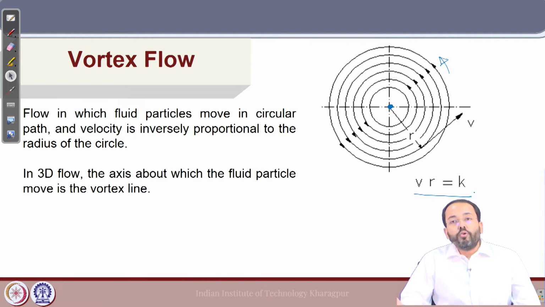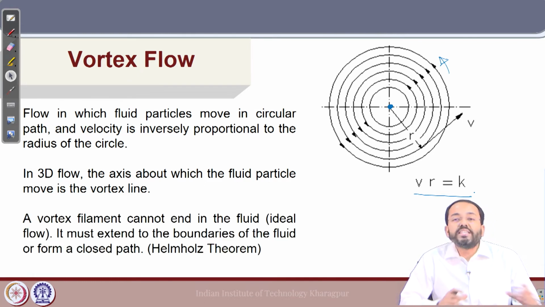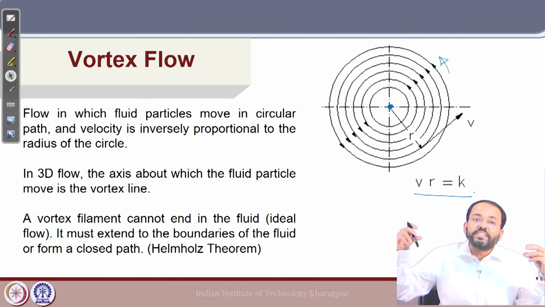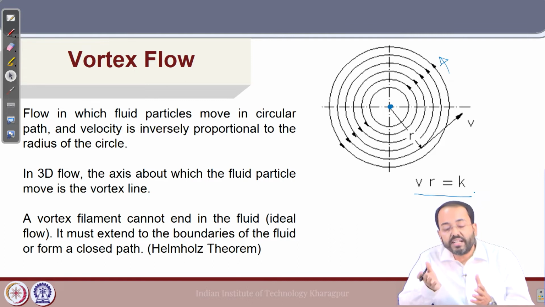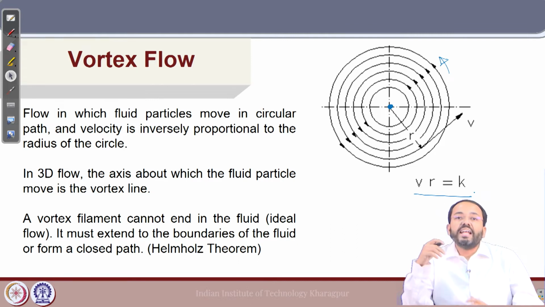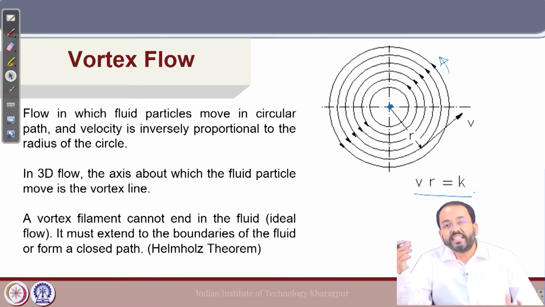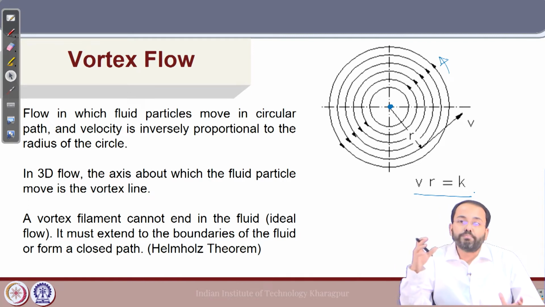In a 3D flow, these fluid particles move around an axis which is called a vortex line, and spatially we also call it vortex filaments in 3-dimensional flow, about which the fluid particles move. And a vortex filament in an ideal flow condition cannot end in a fluid. So, it must either extend to the boundary or form a closed path. This is the Helmholtz theorem.